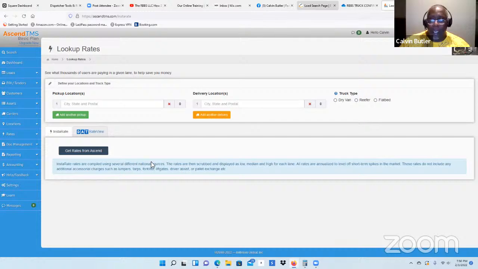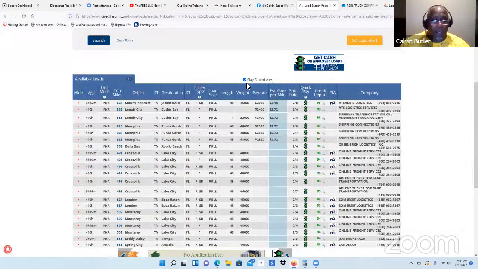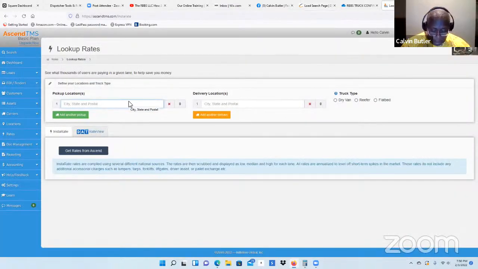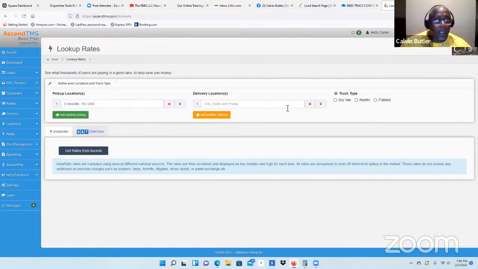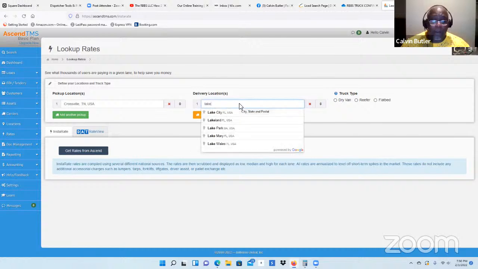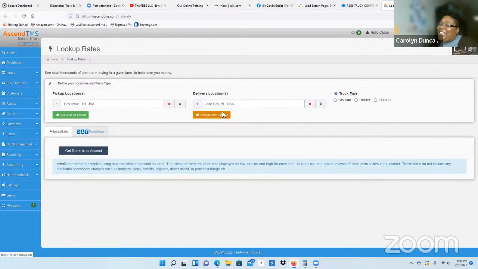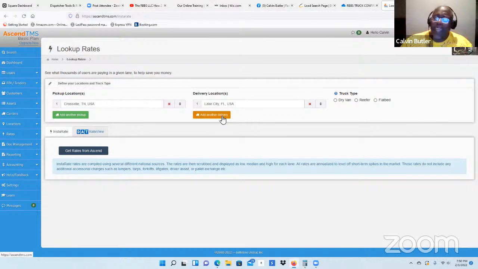All right, what we're looking at? Crossville to Lake City. By the way, Lake City is right up the street from me, y'all. Did y'all know that? Lake City is like 60 miles from Tallahassee. Maybe not even that. It might be 49. It's just past Live Oak. Live Oak is like 39 miles, and Lake City is like 10 miles past Live Oak. So that's right here in my backyard.